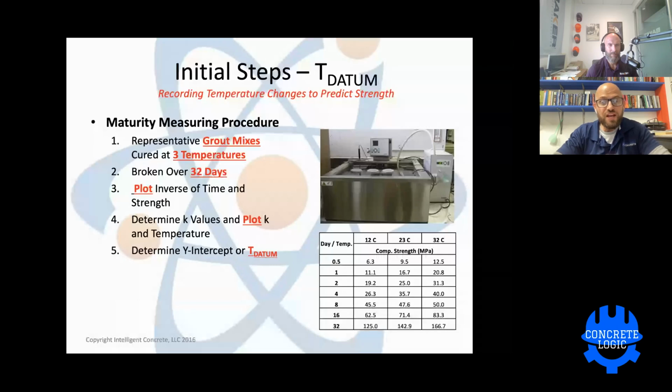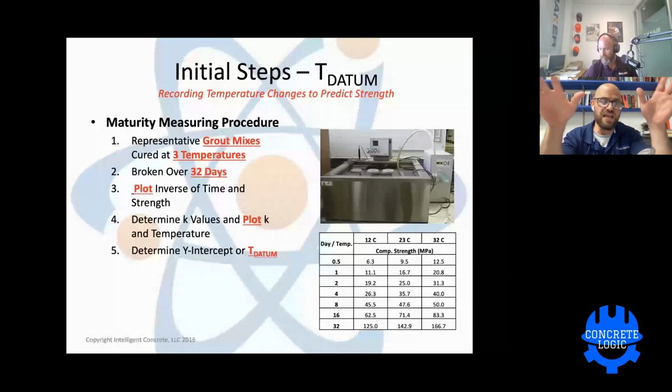There you go. You got to do 3 grout mixes, right? 3 grout mixes. I didn't say concrete mix. You start off with 3 grout mixes that occurred at 3 different temperatures. Now, these 3 grout mixes have to be representative of your concrete mix. Now, you have to break those grout mixes over 32 days. Now, normally you're starting at 12 hours, but you have to start at the time frame that it takes to reach, or half the time frame it takes to reach 2,400 PSI for your grout.